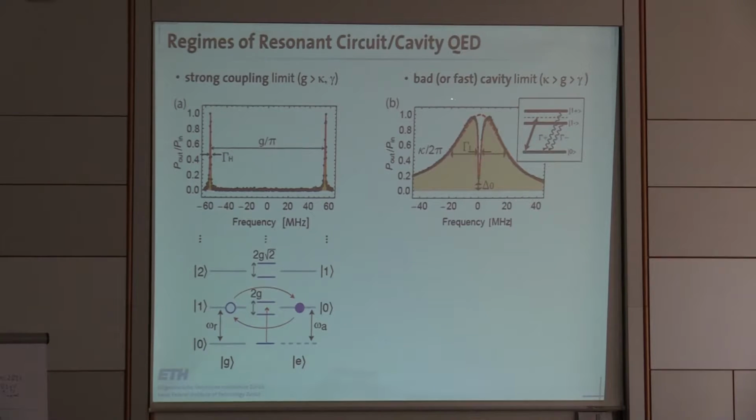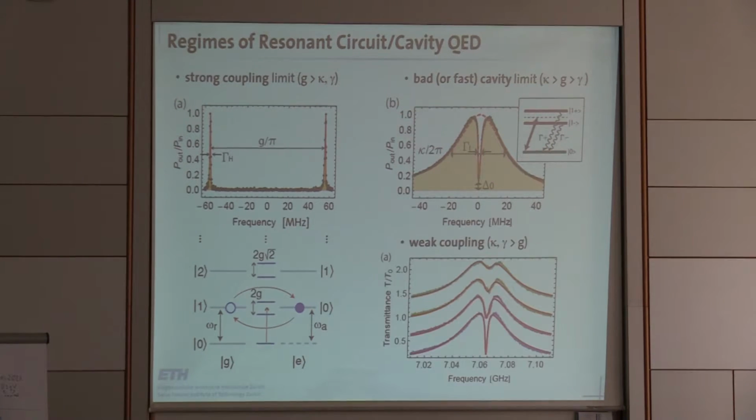Then there's this bad or fast cavity limit where now the cavity line width is larger than the coupling strength, which is larger than the qubit line width. And in this case, you would see something that resembles an electromagnetically induced transparency picture, where you see a Lorentzian spectrum of the cavity with a dip in the center that comes from the interference of the two excited states decaying back to the ground state.